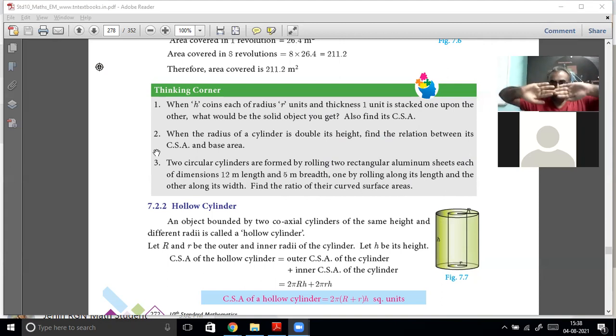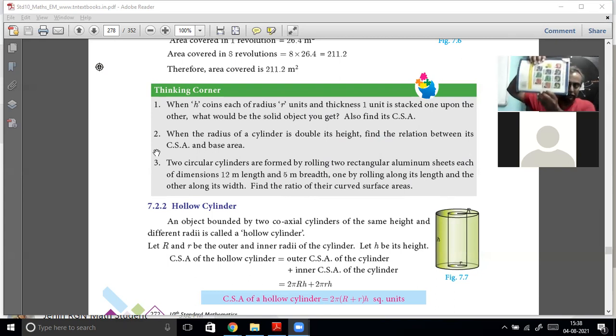Roll along the length, one of them. Right? Yes, sir. That is the aluminum sheet, suppose like this. Length is this. Length is how much? 12 meters. Breadth is how much? 5 meters. Okay, you roll it along its length and form a cylinder. First one. Okay, you got one cylinder. You understand? Now you got one cylinder. Then you have to calculate its curved surface area.